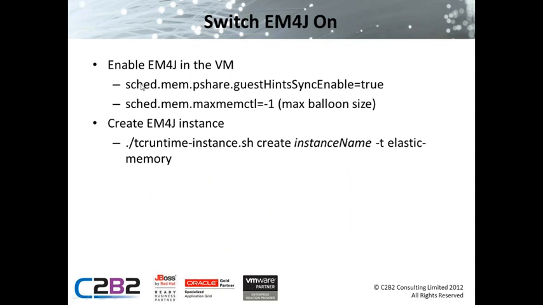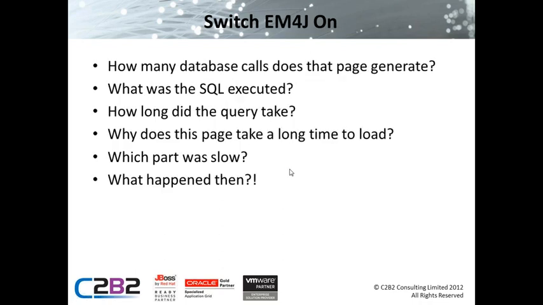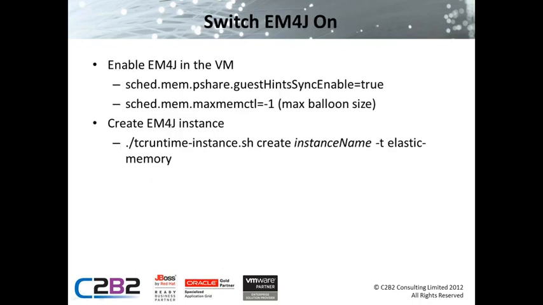So to switch it on, there are a couple of command line settings for -Ds, command line settings in the VM. So this is the VM, virtual machine, VMware VM. And then in Tomcat, there is a standard template, again, called Elastic Memory. When you create your instance, you apply that template to that instance. And what that does is it adds an agent -D to the command line, which boots up the EM4J agent.